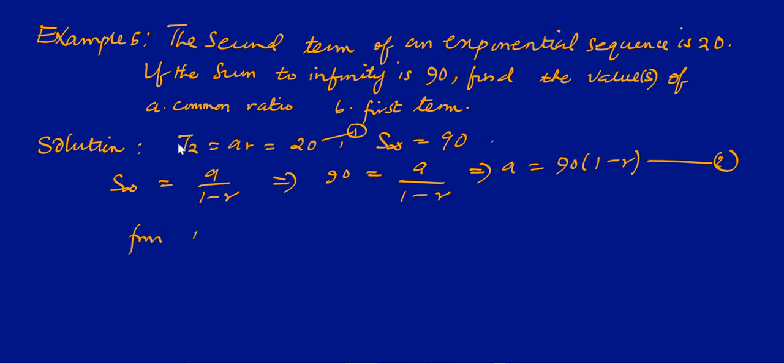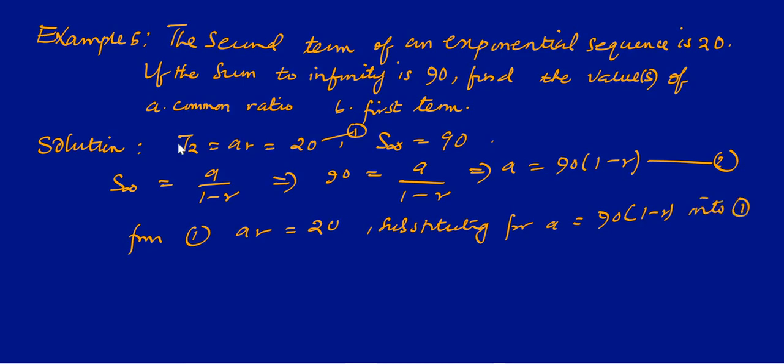Now from 1, AR is equal to 20. Then substituting A equals 90 bracket 1 minus R into 1, we have that 90 bracket 1 minus R multiplied by R is equal to 20. Can cancel 0 here. This implies that 9R bracket 1 minus R is equal to 2.